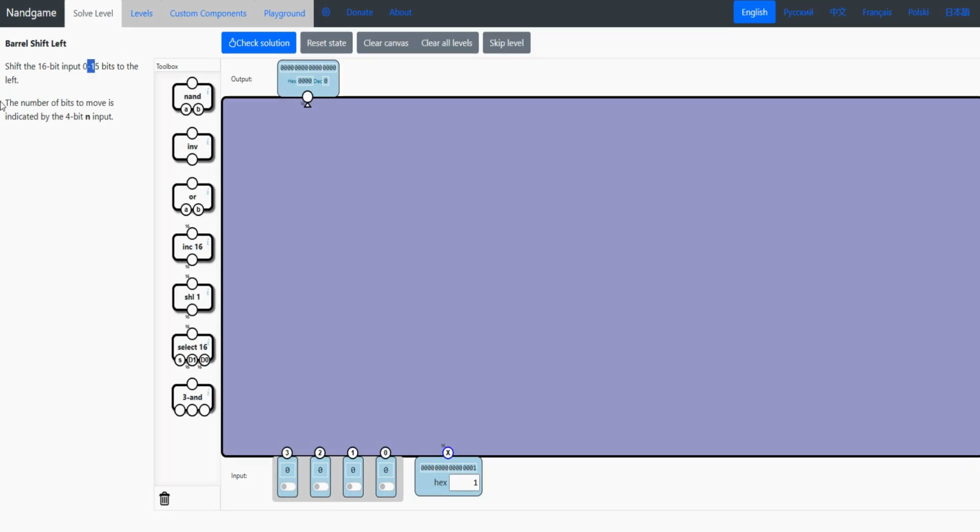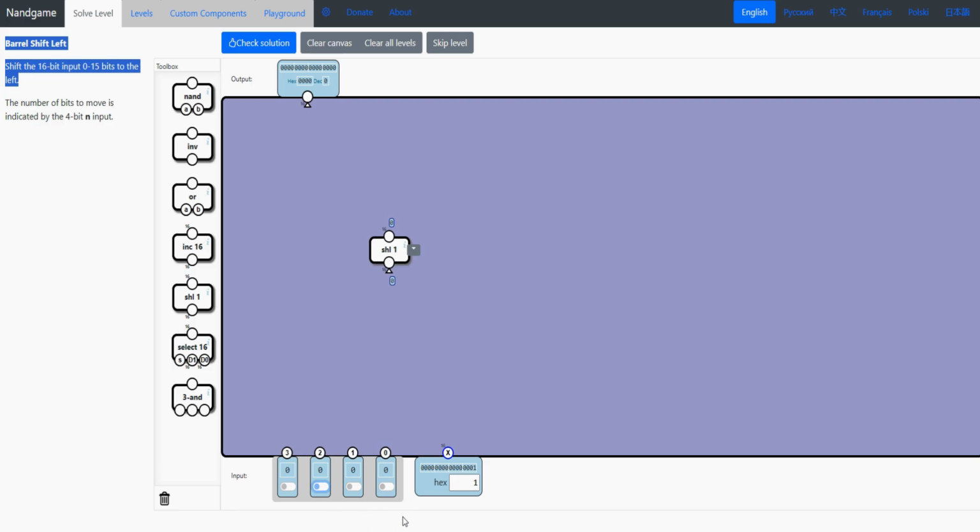Barrel shift left. The number of bits to move is indicated by the 4-bit N input. So we built this shift left, which shifts a 16-bit number left by 1. But I think the idea with this barrel shift left is that we can shift a 16-bit binary number over as far to the left as we want. We just use these inputs down here to toggle how far we want to shift it over.